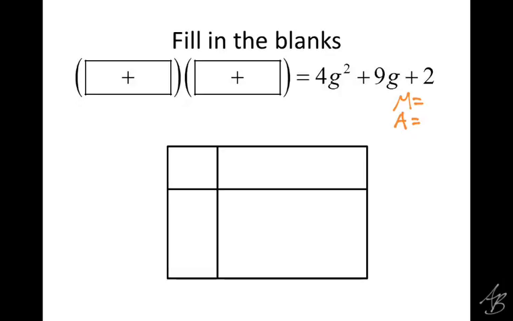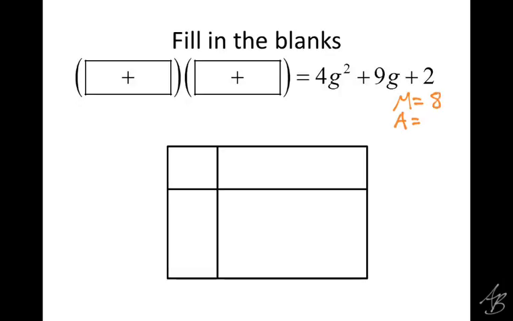Do you guys remember what a coefficient is? So what's the coefficient here in the first term? The coefficient is just 4. It's the number in front of the variable. When we were talking about square roots, it was the number on the outside of the square root. When we're talking about variables, it's the number in front of the variable. So the first coefficient is 4. The third coefficient is 2. 4 times 2 gives us 8.